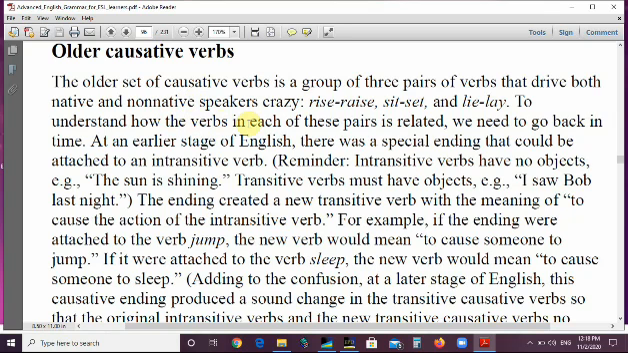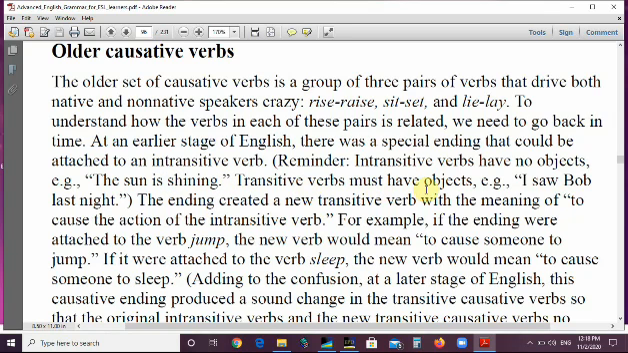To understand how the verbs in each of these pairs are related, we need to go back in time. At an earlier stage of English, there was a special ending that could be attached to an intransitive verb. Reminder, an intransitive verb is a verb that has no object, like the sun is shining. Shining here has no object. You can ask yourself, shining what? If there is no answer, it's intransitive.